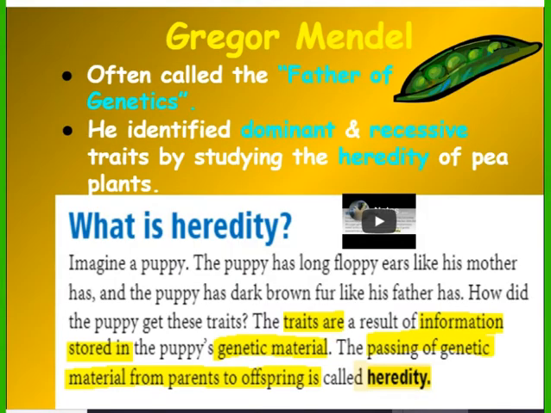All right, so now you know something about Mendel. He's often called the father of genetics because of those things that he discovered. He identified dominant and recessive traits by studying the heredity of pea plants. And I put in some passages from the book on the next few slides. This one says, what is heredity? Of course, I have the read function on here, so it gives you the definition of heredity.